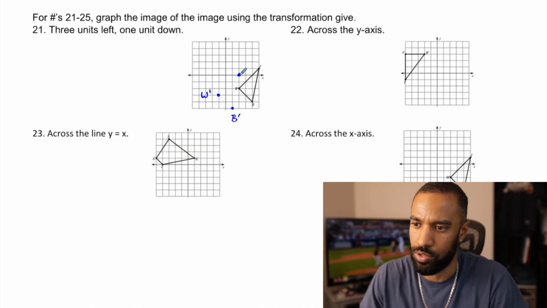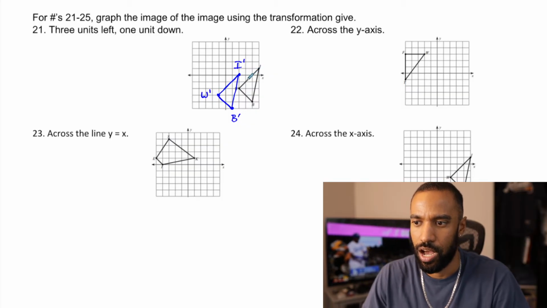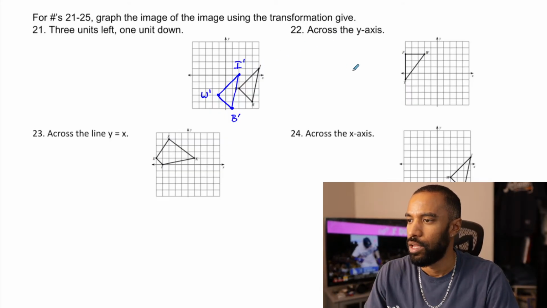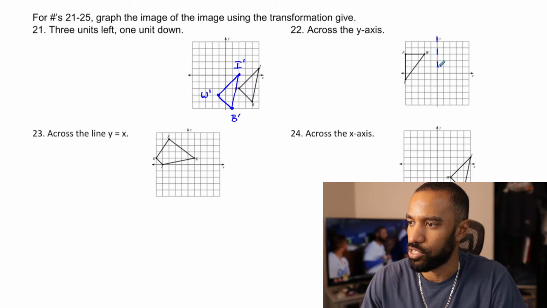3 units left, 1 unit down. I prime. And all of the parts, we connect the dots here, because all the sides of all these points also go 3 units left, 1 unit down to make that. There it is. Okay, across the y-axis. So the y-axis is your axis of symmetry.